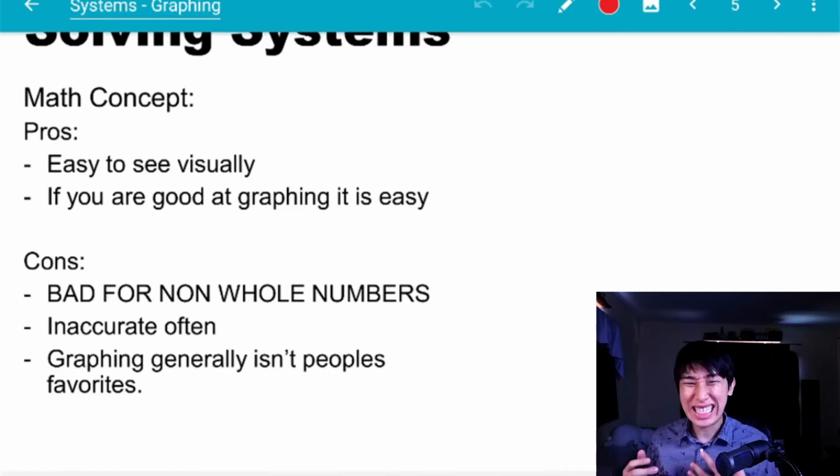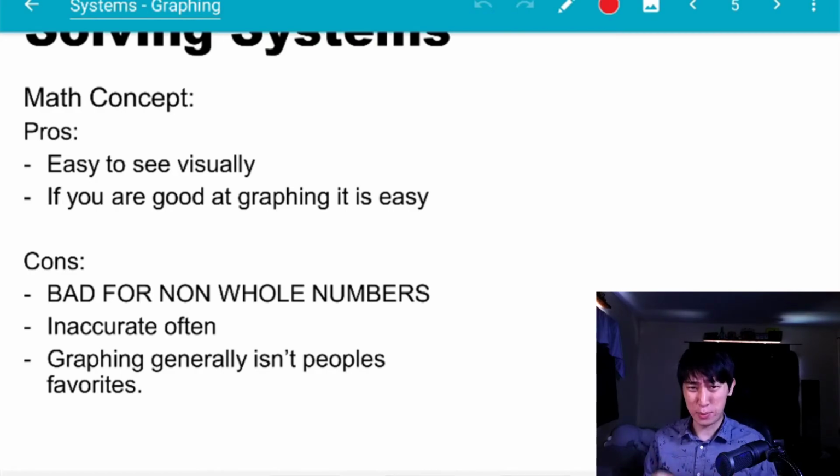First off, it's easy to see visually. And it's really easy if you're good at graphing and you're given a really nice equation. However, a lot of times that doesn't work. So all it's good for now is for us to see the concept and get the general idea. The bad thing is if you're not given whole numbers, graphing is so irritating. And sometimes it just doesn't line up nicely.